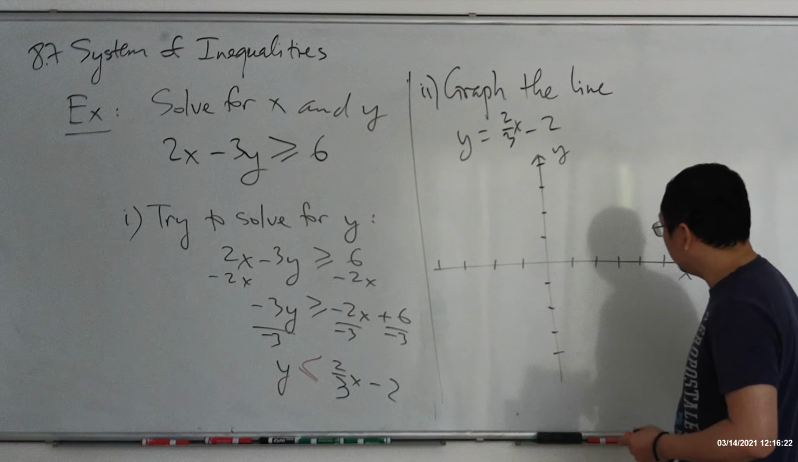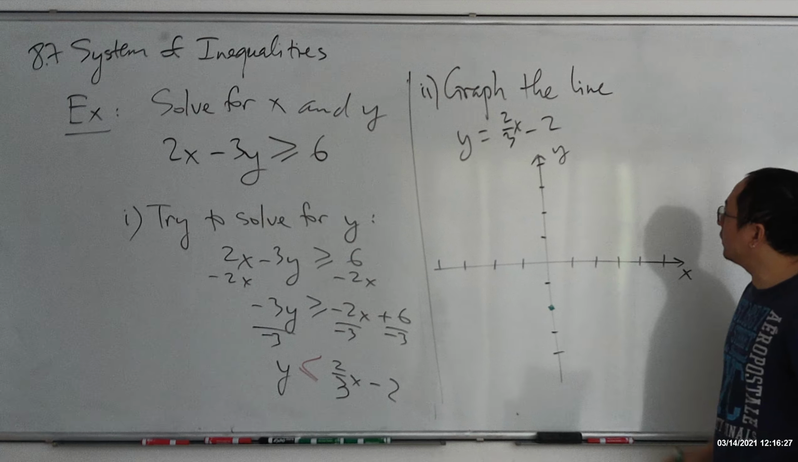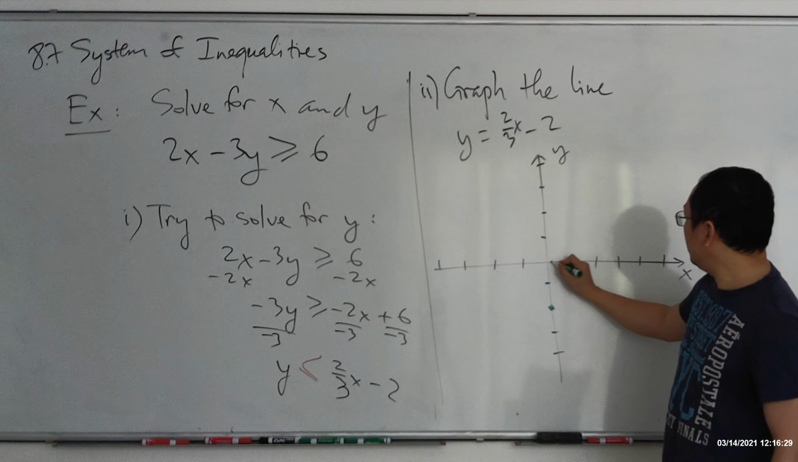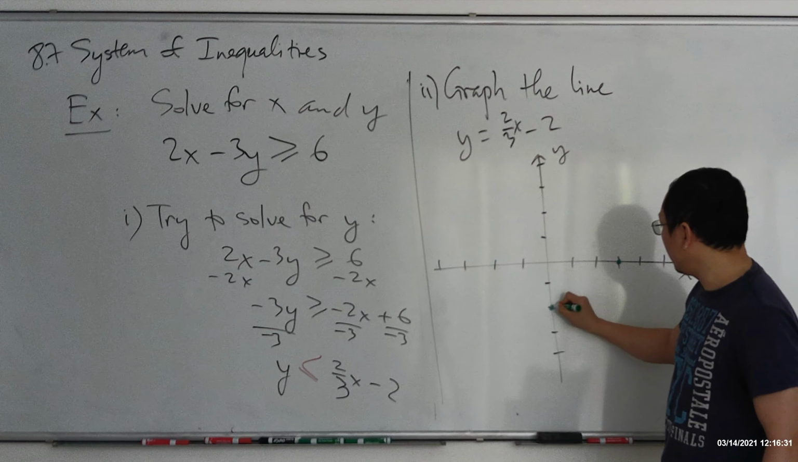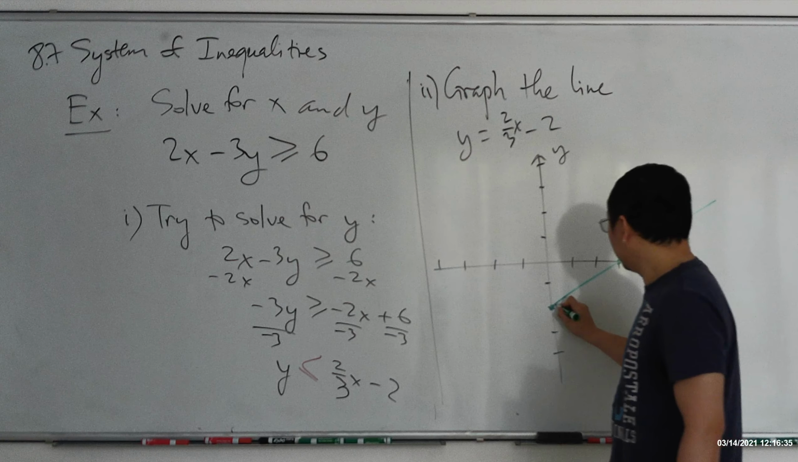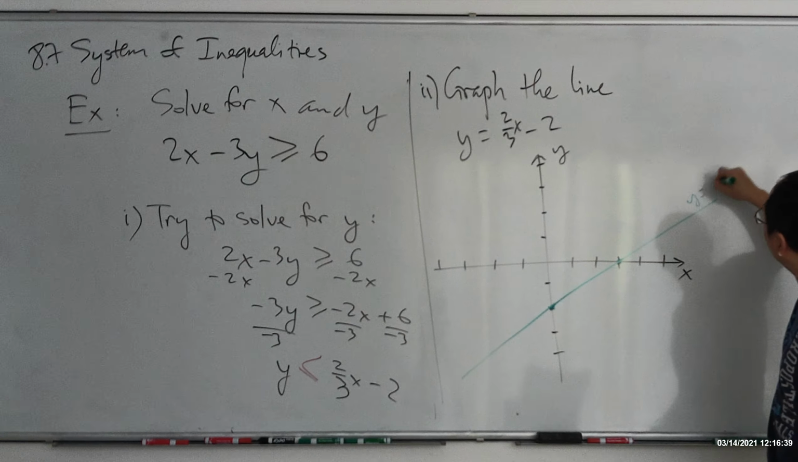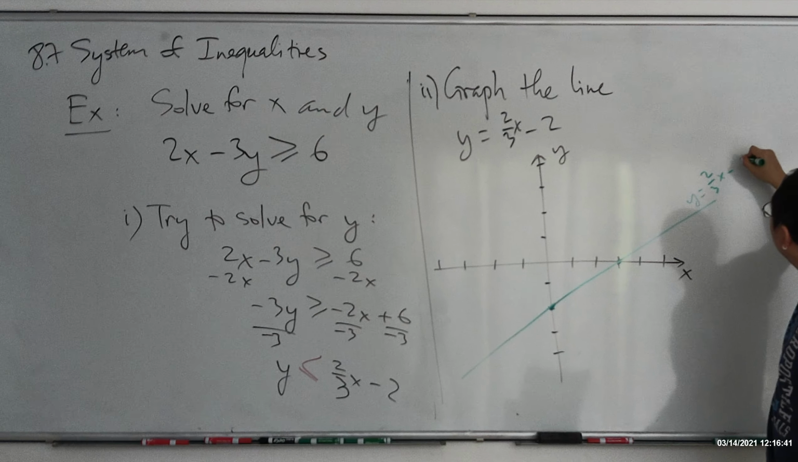Let's use a different color. Negative 2 right here. And the slope is 2 over 3. So rise 2, run 3. This is the second point. You have 2 points, okay, to graph a line. This is the line y equals 2 over 3 x minus 2.